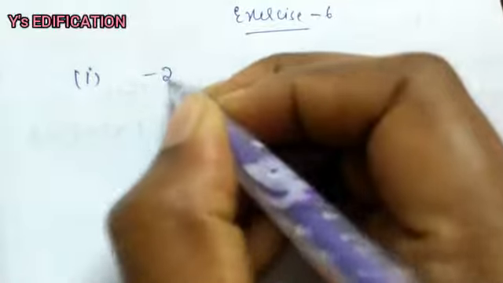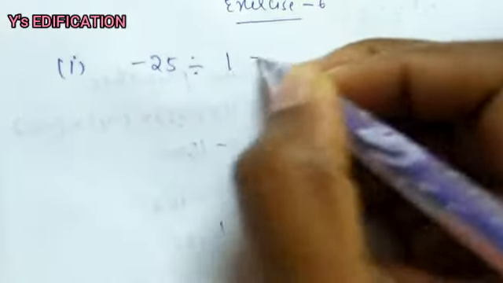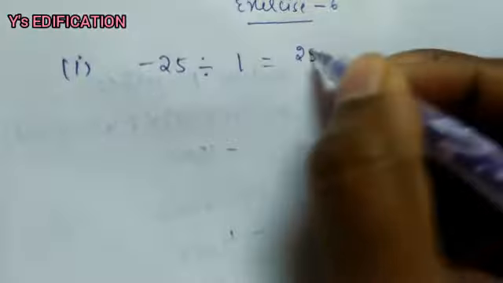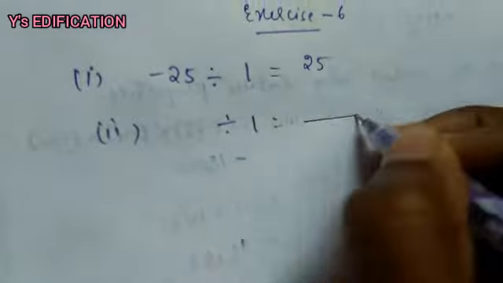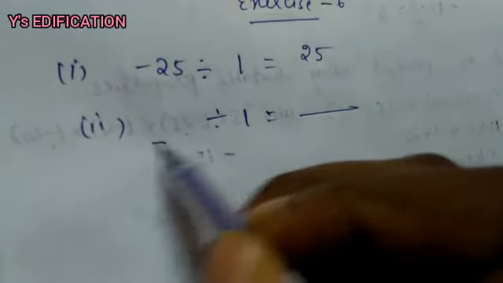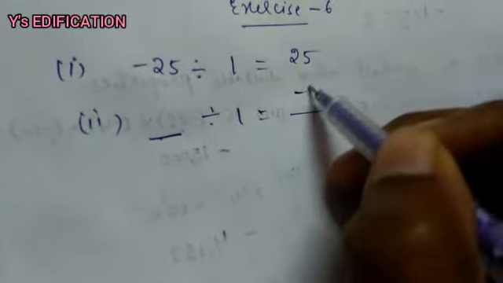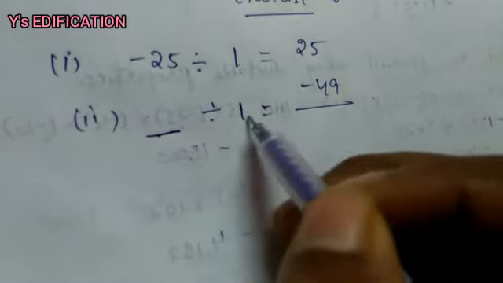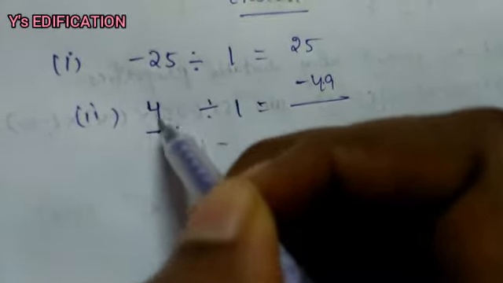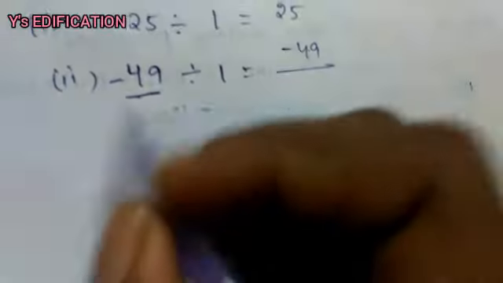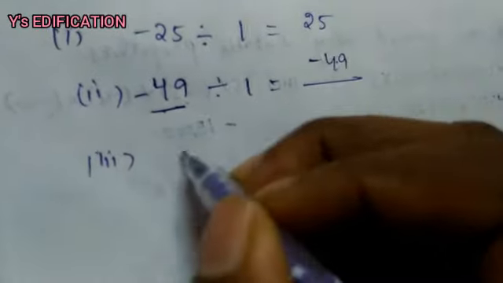I am going to do a few examples for this division. Minus 25 by 1. So minus 25 by 1 is minus 25. What is the answer for this? Here, by what number do we have to divide to get the result minus 49? We have to divide with minus 49.